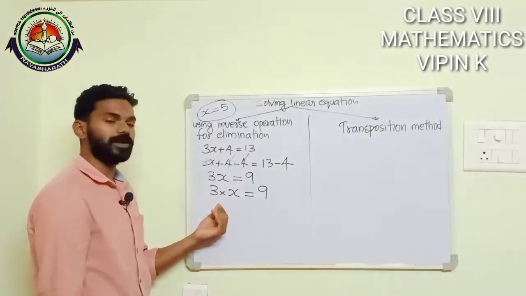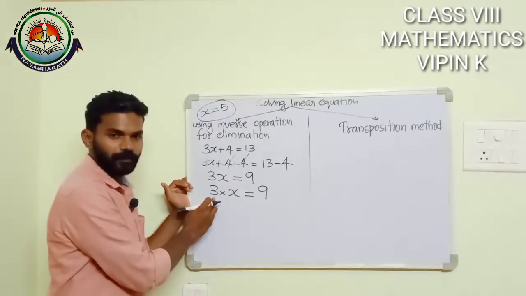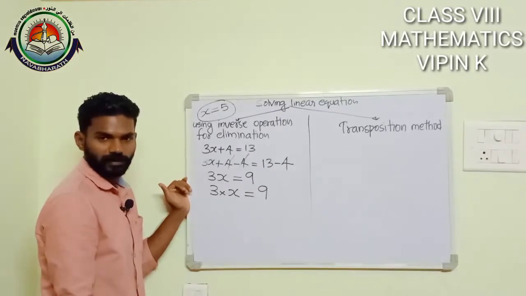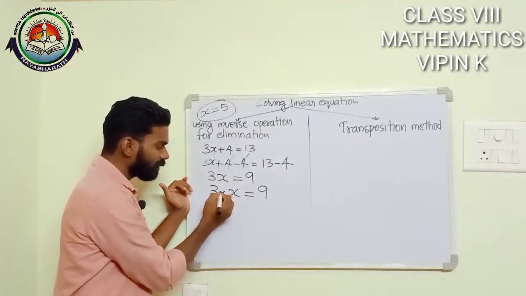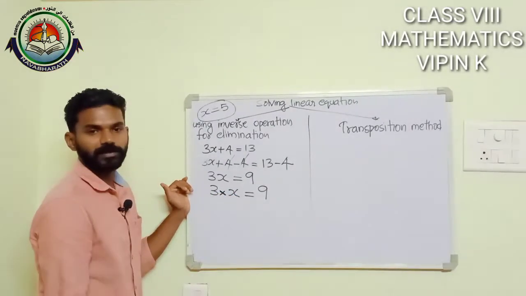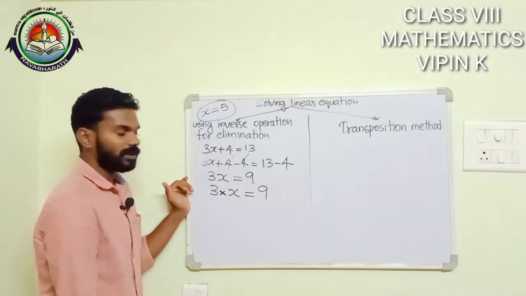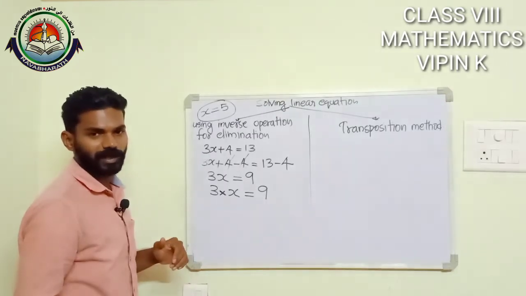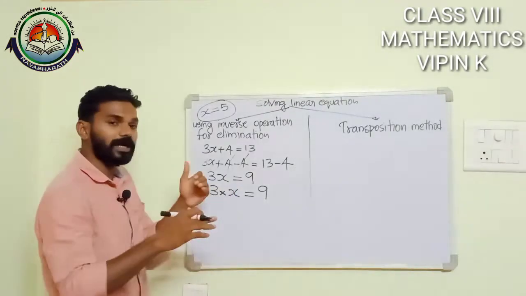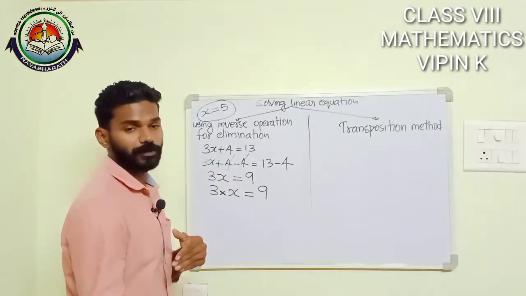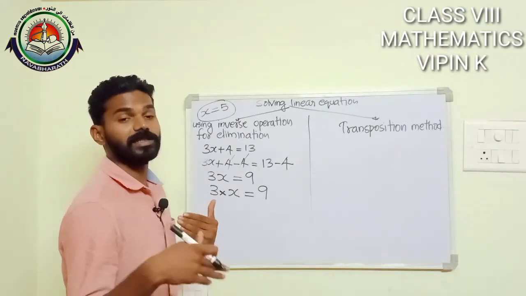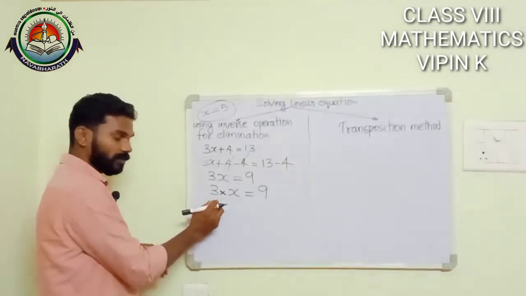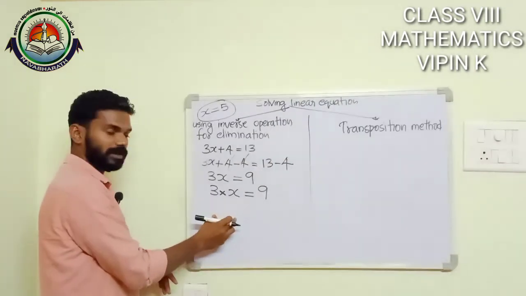And how can you eliminate the number 3? The number 3 is operated with x. And which is the operation here? It is multiplication. So, the multiplication operation can be cancelled with the help of an inverse operation. Which is the inverse operation of multiplication? It is division. So, I am going to divide the number 3 on the LHS.